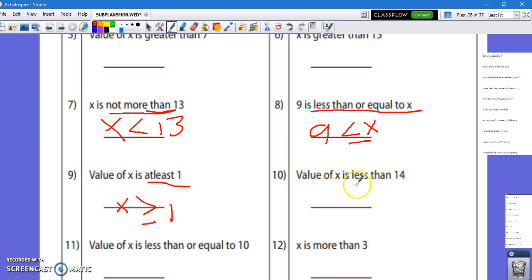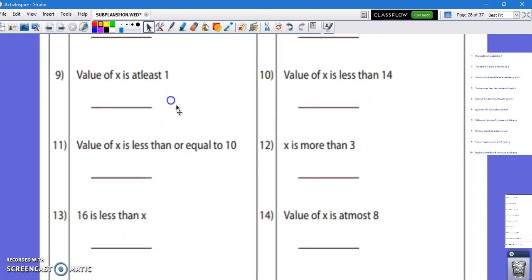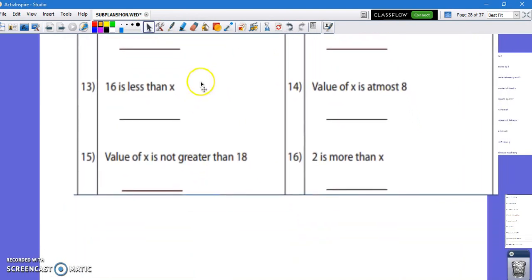Okay, so number 10, value of x is less than 14. And number 11, value of x is less than or equal to 10. There's x. x is more than 3. Let's see what else we got. Alrighty. Our next one, 16 is less than x. So less than x. So 16 is less than x.